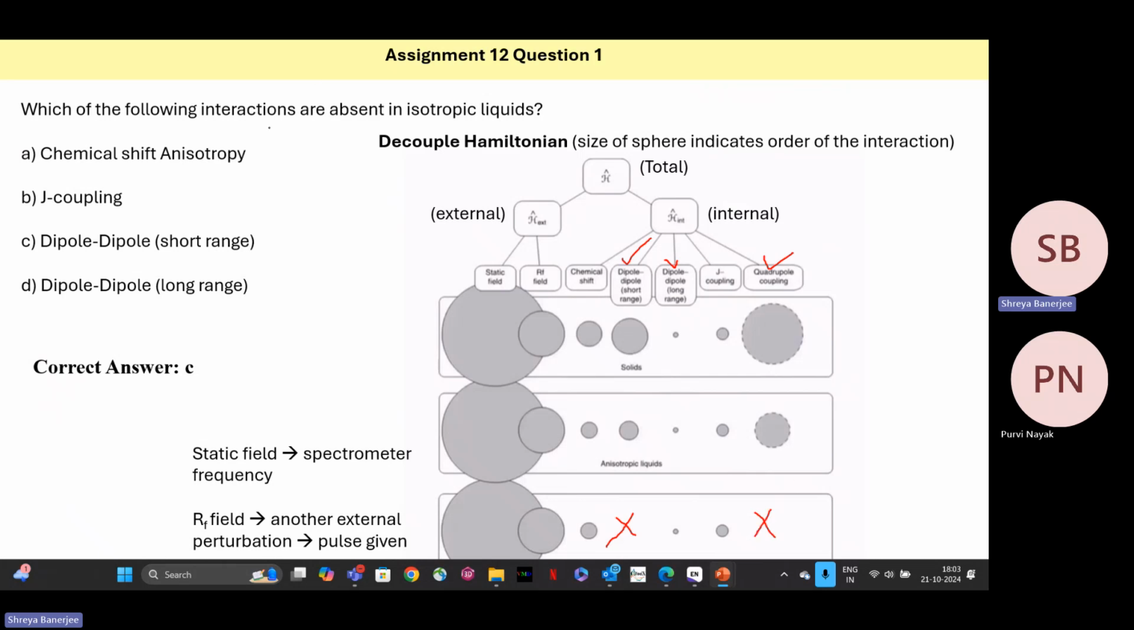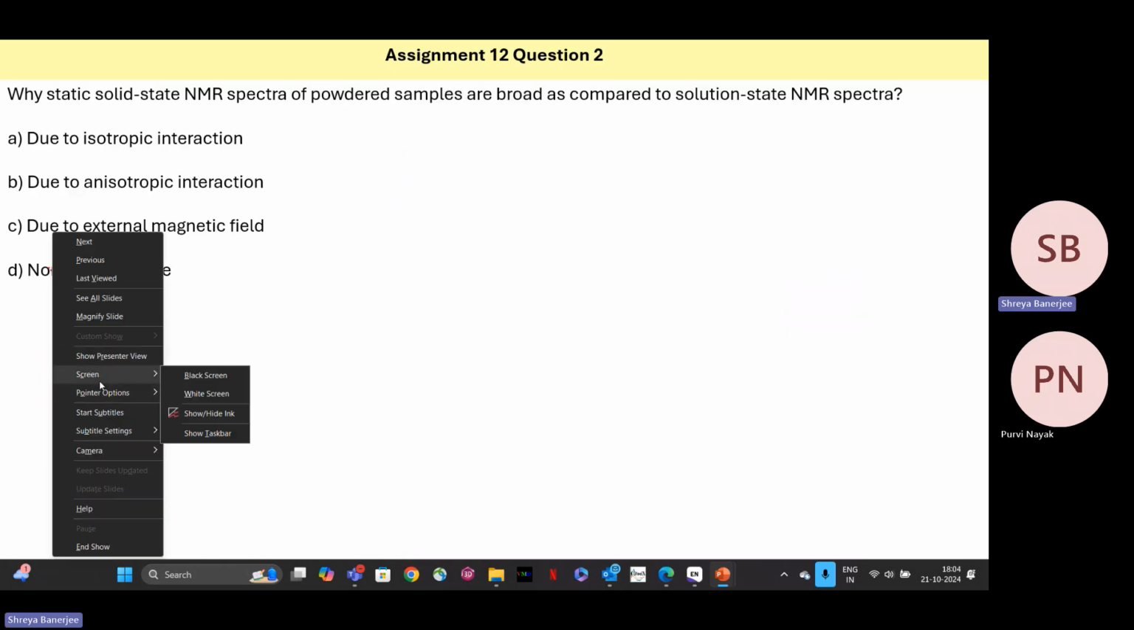So if you look at the question, it is asking which of the interactions are absent in isotropic liquids. This third one is the isotropic liquid. It's just cut out at the bottom. So chemical shift anisotropy is present. J coupling is also present. And dipole-dipole long range is also present. So the correct answer is dipole-dipole short range. That is option C.